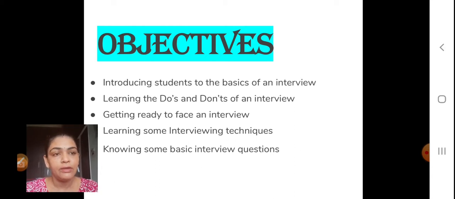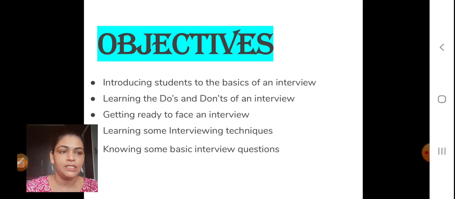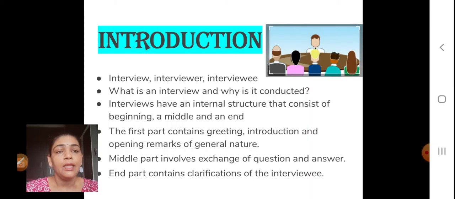Now facing an interview is one thing, but taking an interview is another. So when you are preparing for an interview, you must also keep the point of view of the interviewer in mind. So we will be learning interviewing techniques for that. Then we will also know some basic interview questions. There are some set questions which are asked in every interview. So we will be talking about those basic interview questions. Let's start with the presentation.